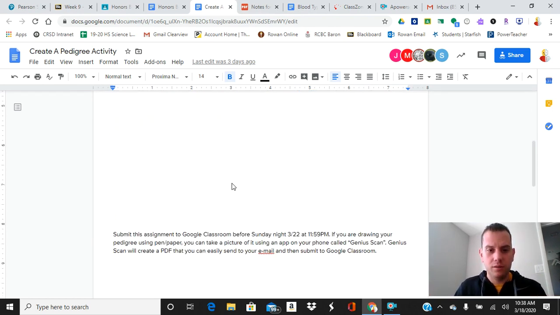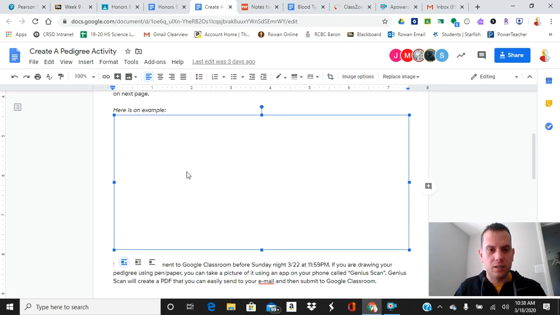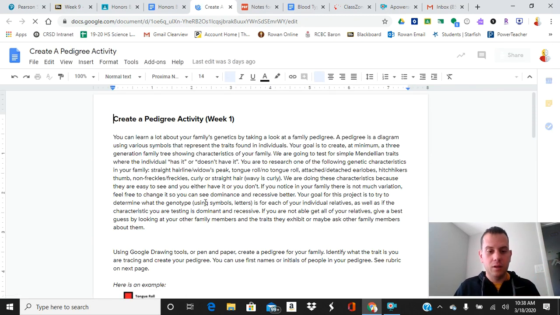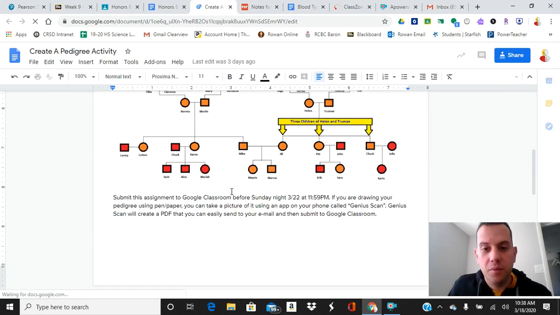Here's an example of one. I don't see it there. I don't know why it's not showing up. It was showing up the other day. I can go in and say, oh, there it is. Okay, so here's just an example of a pedigree.